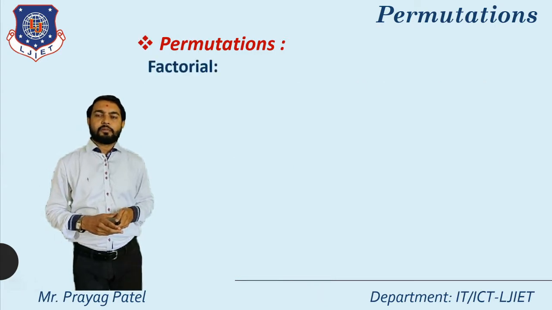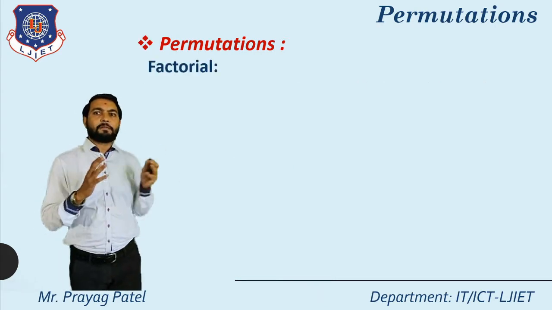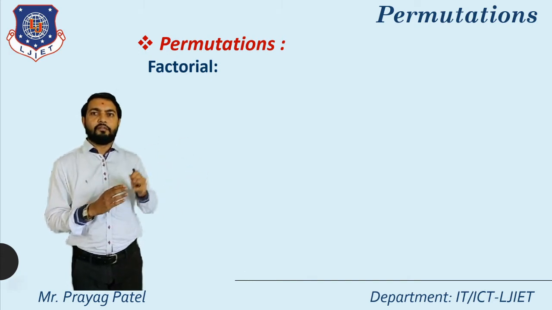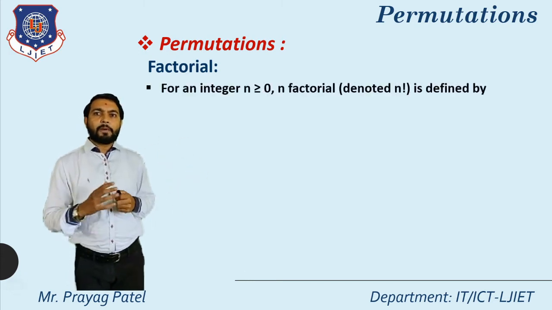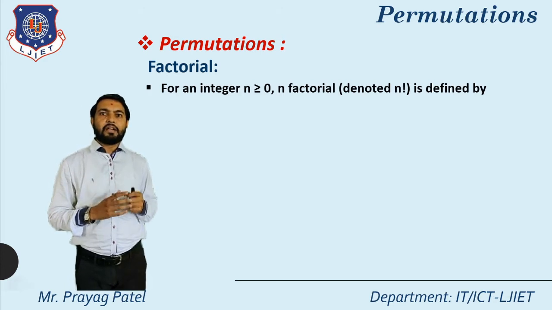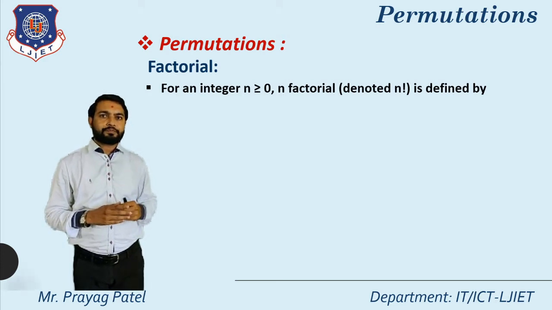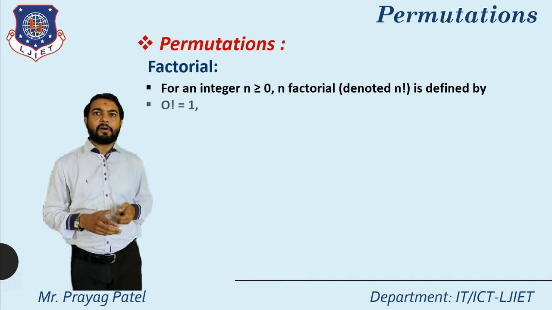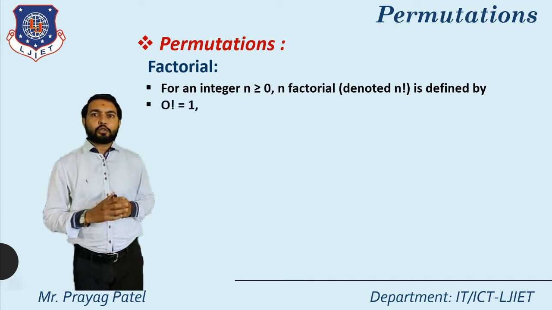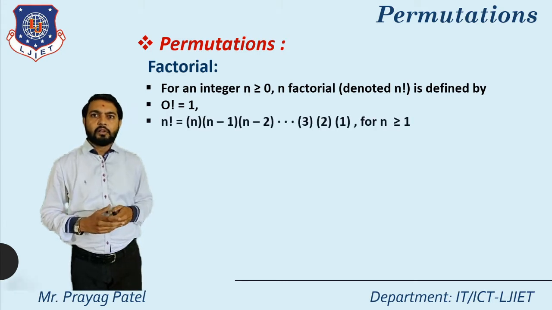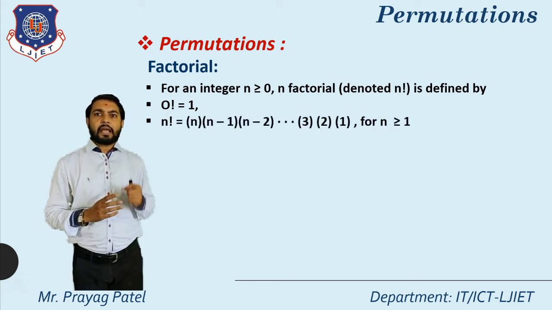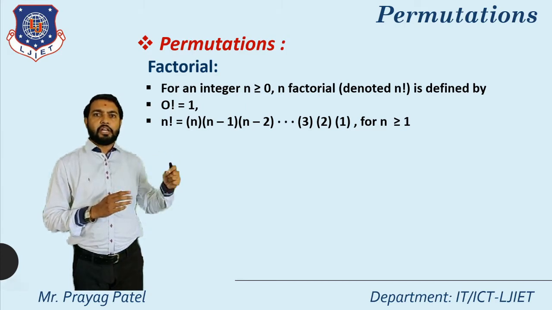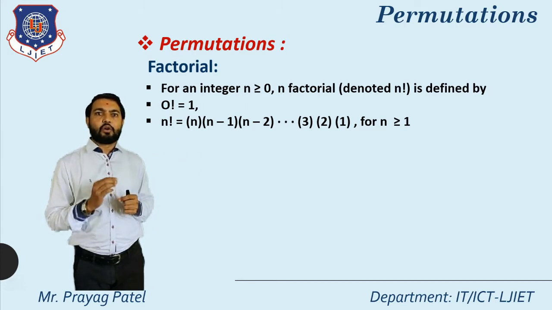Now for this permutation, we first understand what a factorial is, because we have to relate factorial with the permutation. For an integer n greater than or equal to 0, n factorial, denoted by n!, is defined with 0 factorial equal to 1. Now n factorial means n into n minus 1 into n minus 2 into n minus 3 up to 3 into 2 into 1, for n greater than or equal to 1.